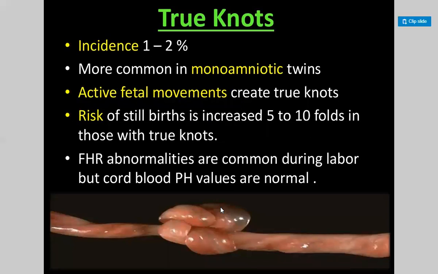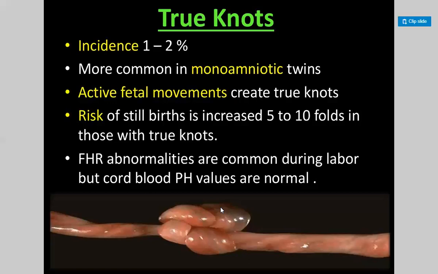Incidence wise, it is about 1 to 2%. It is more common in monoamniotic twins, so we are going to see the different types of twins. Active fetal movement creates true knots. When the umbilical cord is longer than normal, the normal length being 50 to 60 centimeters, it can lead to the false knot or true knot, and active fetal movements can lead to a true knot.